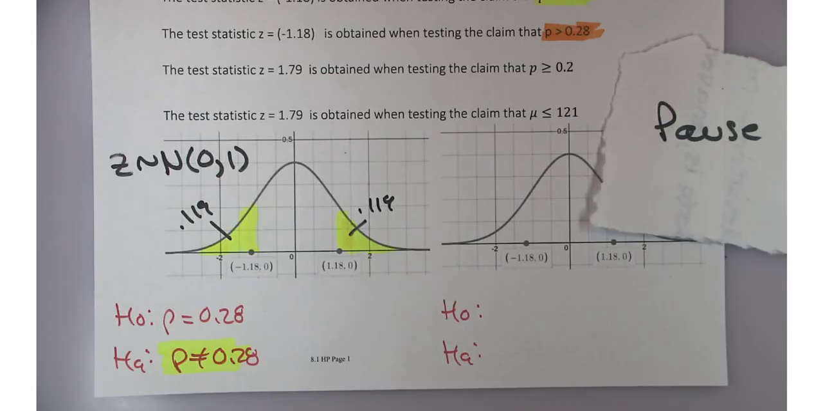Remember up here, HO contains the possibility of equality. Does that contain the possibility of equality? Oh wait, you got it. Is that equal to? Yeah. Equal to and less than or equal to could overlap. Your null and alternative hypothesis can't have any overlap. So it has to be one or the other.